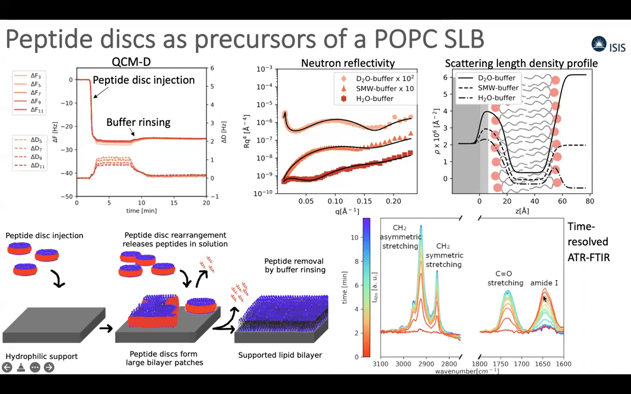And then the amide I bands start decreasing over time when we rinse with a buffer solution, until they reach the baseline value. Therefore, we came up with this schematic representation of the process, where the peptide disks initially fuse, forming larger bilayer patches, and then the buffer rinsing step promotes the removal of the peptide.